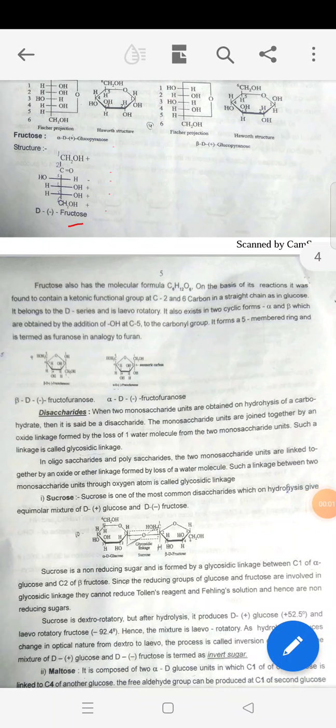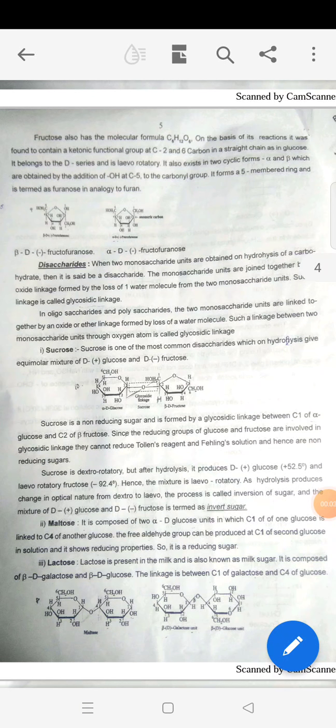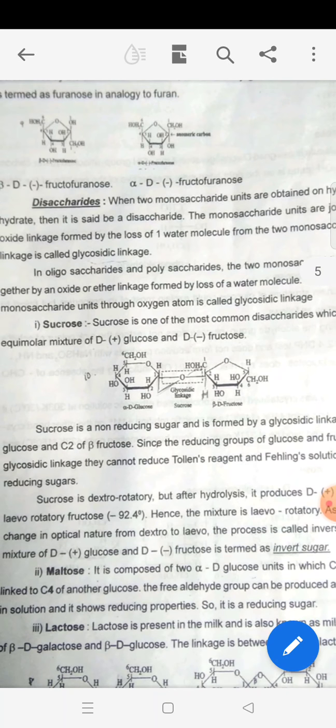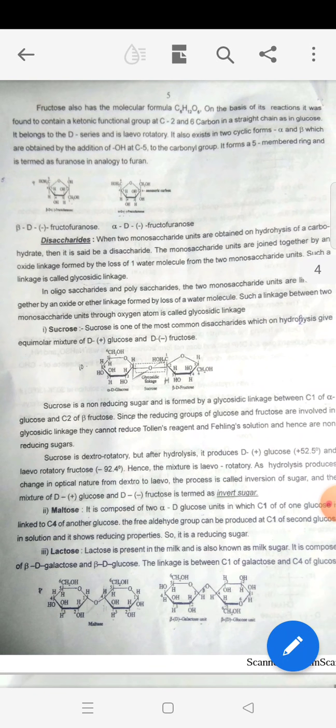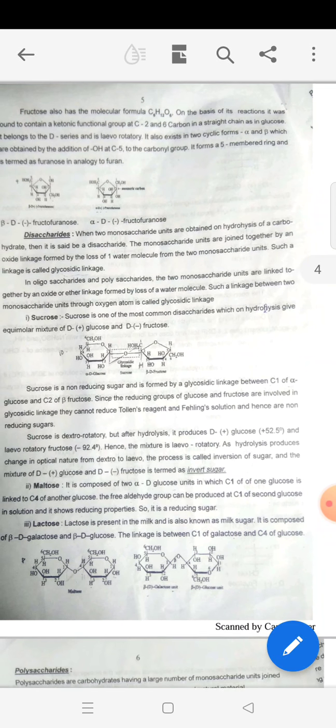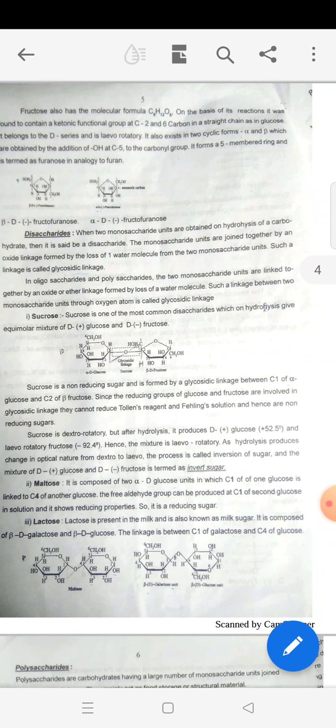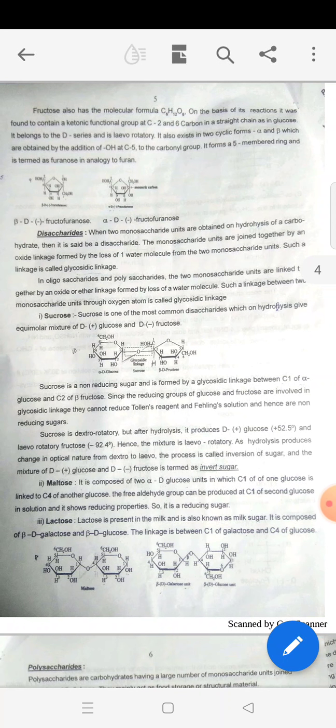Hello students, let us continue our discussion on biomolecules. Our next topic is disaccharides. Monosaccharides we finished discussing, now we come to disaccharides. As the name suggests, disaccharides are those carbohydrates which upon hydrolysis produce two simpler units. The two simpler units which are formed may be the same, or they may be different.